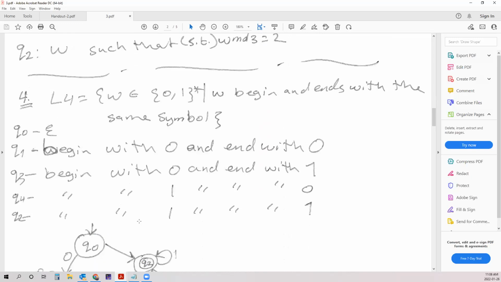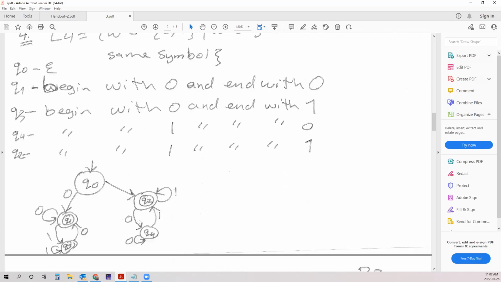Okay, if I have language 4 that has a string W that belongs to 0, 1, where W begins and ends with the same symbol. It's either begin with a 0 and end with a 0, or begin with a 1 and end with a 1. How many states do I need? Q0, which is epsilon. Q1 for those who begin with a 0 and end with a 0. Q3, which begin with a 0 and end with a 1. Q4, which begin with a 1 and end with a 0. And Q2, which begin with a 1 and end with a 1.